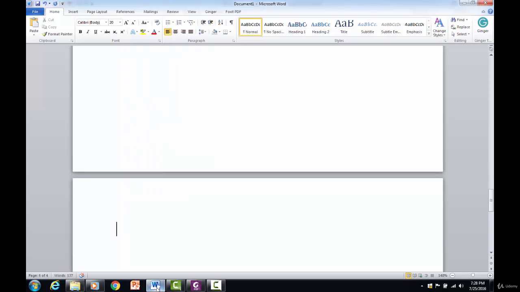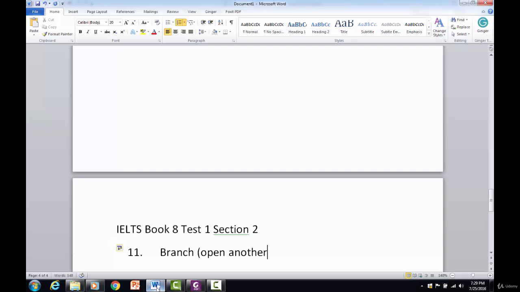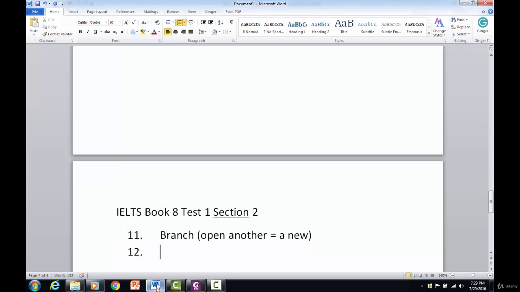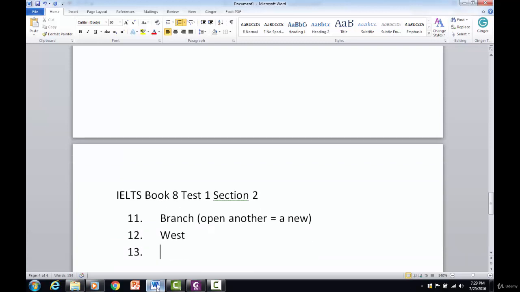All right, we are in IELTS book 9, test 1, section 2. And number 11 was branch, because they said open another. Open another is a synonym for saying a new. That's how we know what the answer was. Number 12 was west. That was straightforward. Number 13 was clothing.